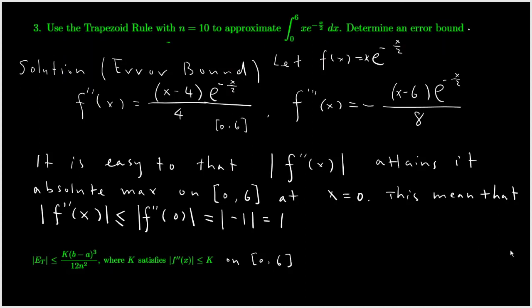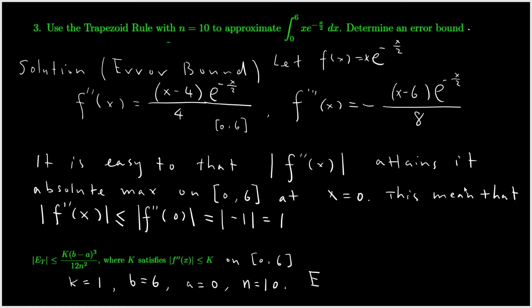Now we are ready to estimate the error bound. So we take k value of 1, as we just mentioned, and in the formula we need the value of b. The value of b is the upper limit of the integral, which is 6. We need the value of a, which is the lower limit of the integral, which is 0. And the value of n is equal to 10. So we are ready to estimate the error.